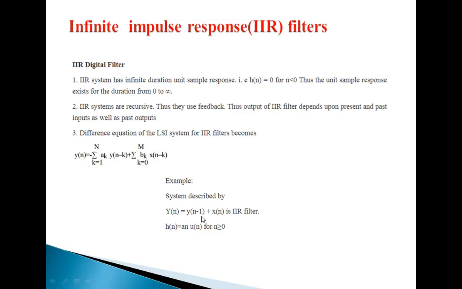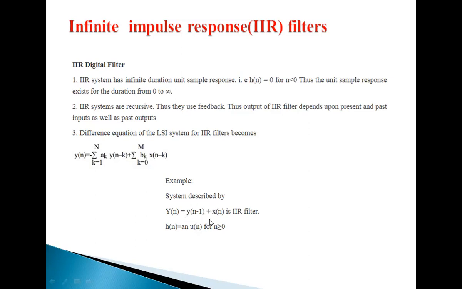Y of n equals y of n minus 1 plus x of n is an IIR filter, because here this output sequence depends upon x of n, indicating the present value of input, and y of n minus 1 is representing the past value of the output. Hence, the output of this IIR system depends on the present input and past input, past output values.